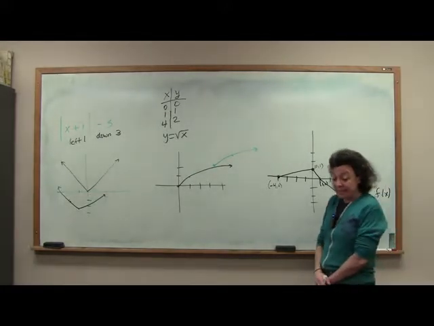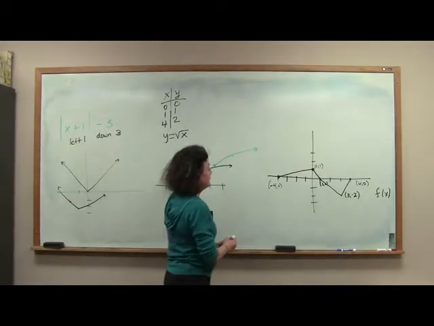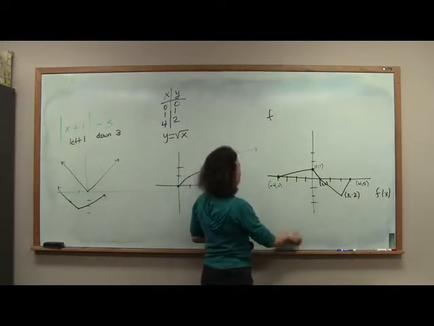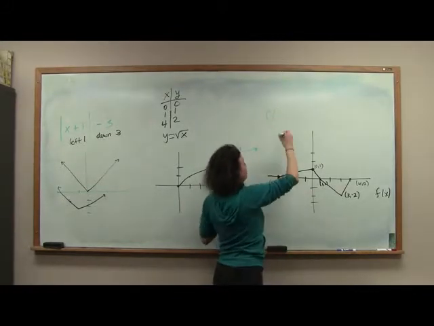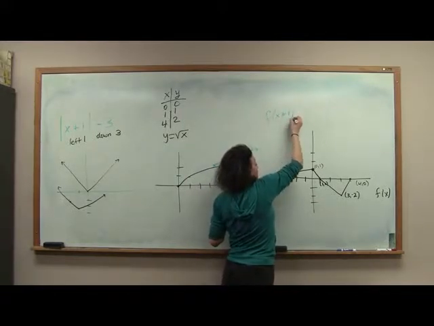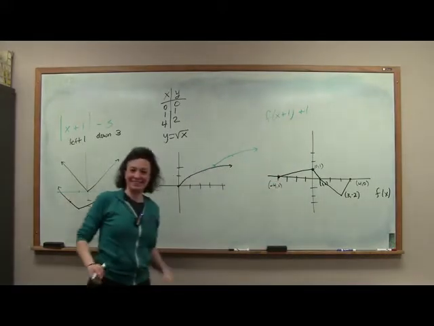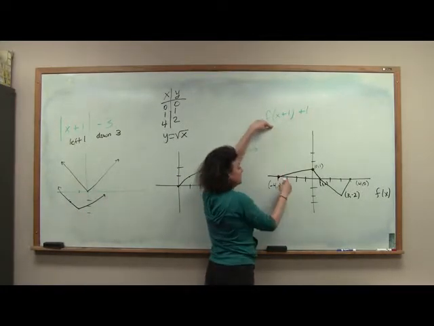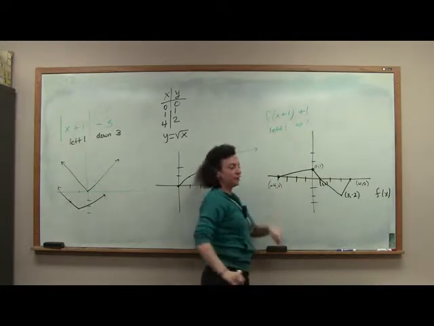Okay, given this, what I want us to do, and we'll do them in green, is let's graph f. I said we'll do it in green and I just wrote it in black. Okay, we will graph f of x plus 1, plus 1. What does this tell us to do? It tells us to take our graph and go left 1 and then up 1.